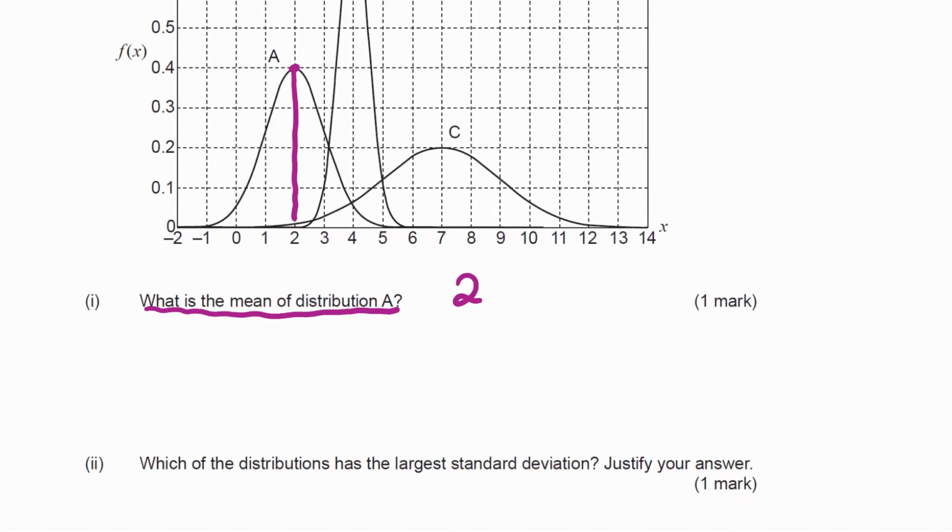Which of the distributions has the largest standard deviation? Well, what we're looking for there is for the most spread out one. So that's going to be C. It does say justify your answer. So I would say something like it's more spread out or more dispersed.